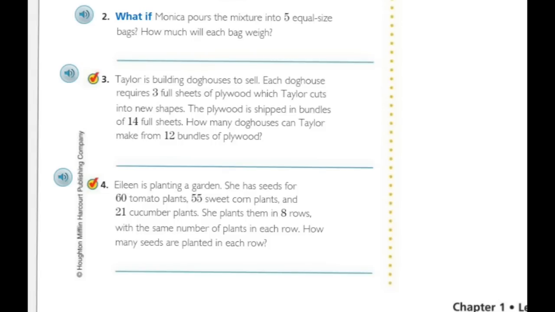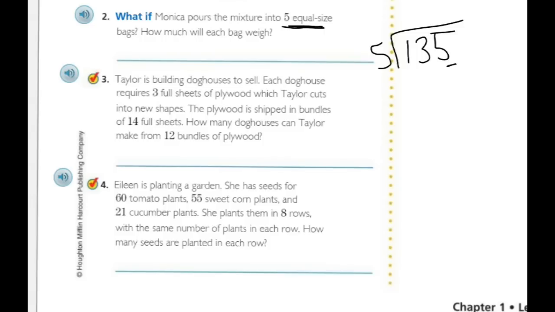So what if Monica pours the mixture into 5 equal-sized bags instead of 9? How much will each bag weigh? So again, I've got to go back to, I had 135 pounds, and this time they're going to go into 5 equal bags. Well, 5 goes into 135 pretty equally because we know it ends in 5, and 5's always going equally with 0 or 5 at the end, right? So now I just need to figure out how many times it goes in.